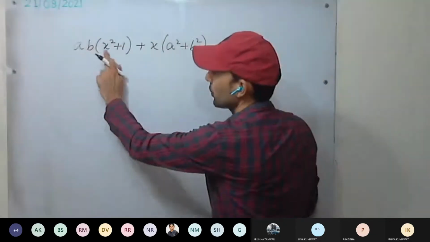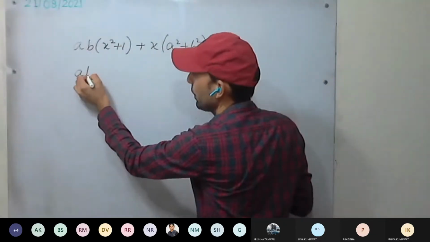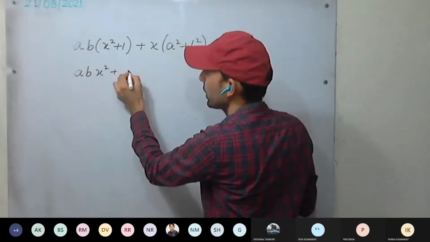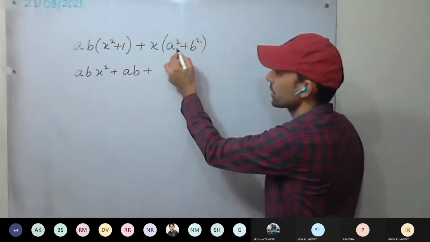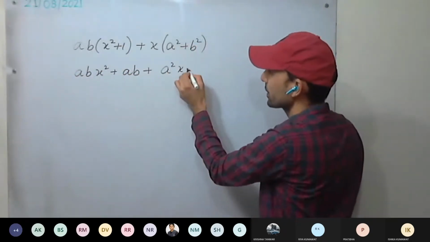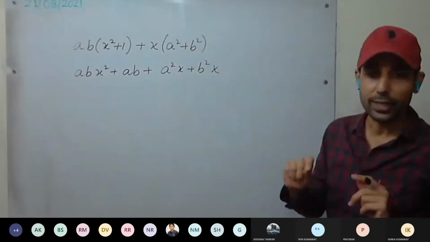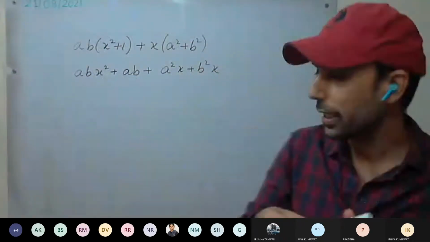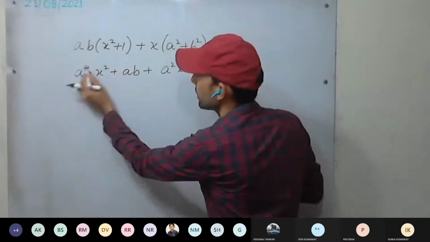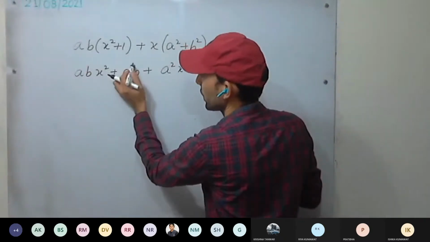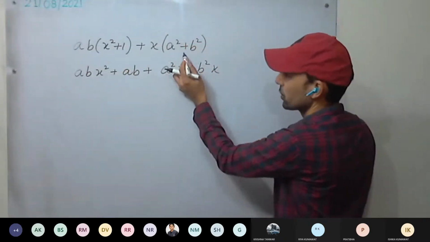Undo it means first we multiply them. AB x square plus AB plus a square x plus b square x. So see what has happened till now. What grouping did they do? These two they grouped, got this one. These two they grouped, got this one.